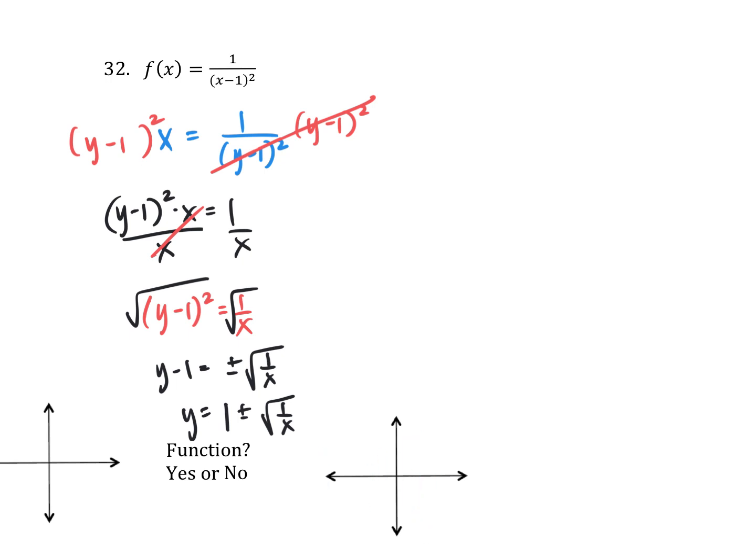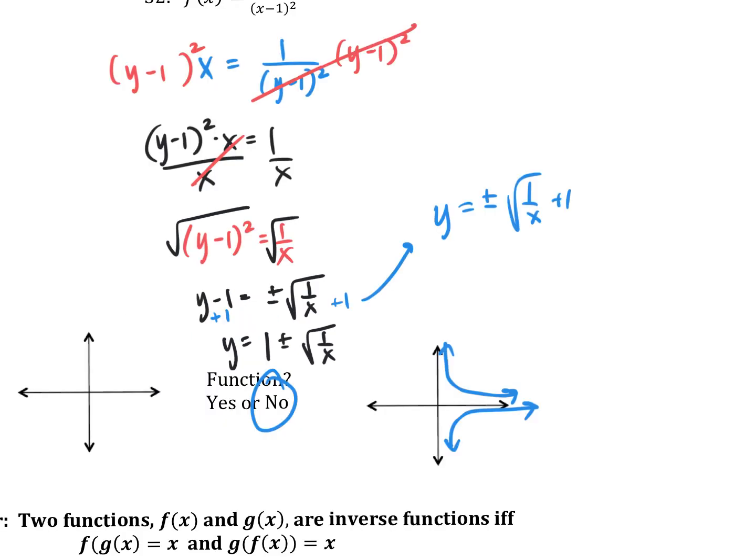Let's practice graphing it. There's no plus or minus button. So how am I going to graph both? We got to do one as 1 plus root 1 over x and another as 1 minus root 1 over x. That's what my graph looked like. It does not pass the vertical line test. Therefore, it is not a function.